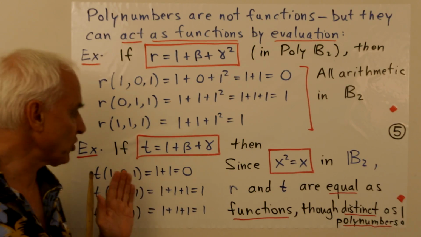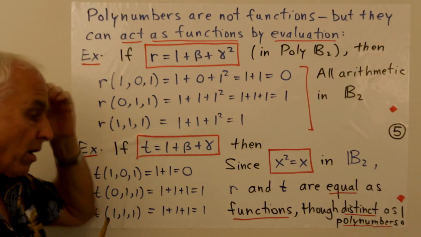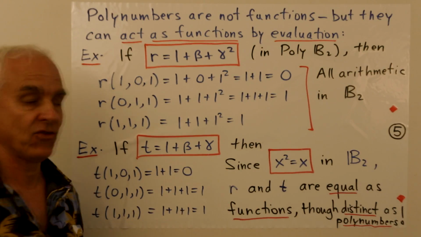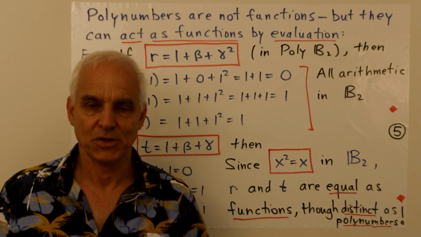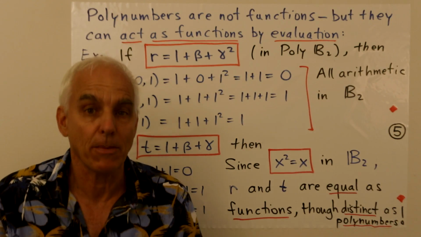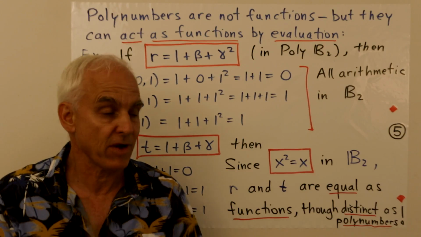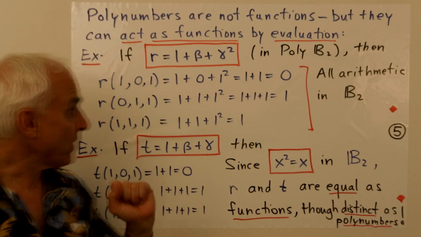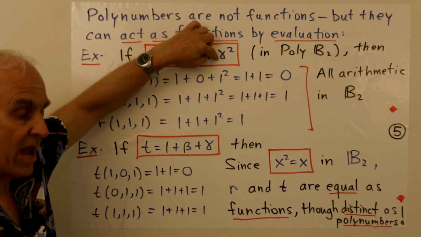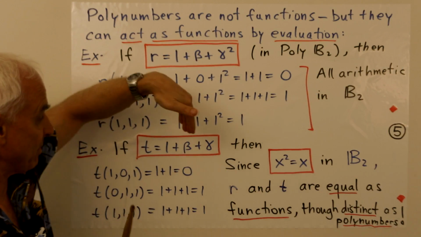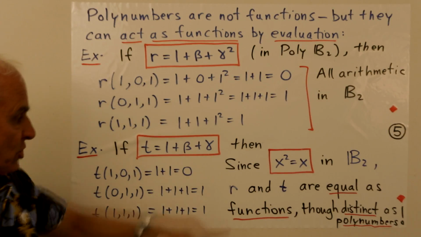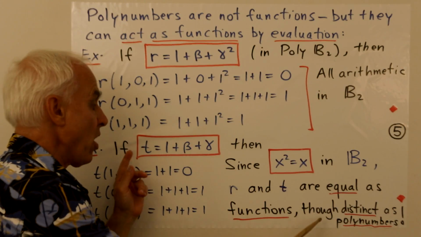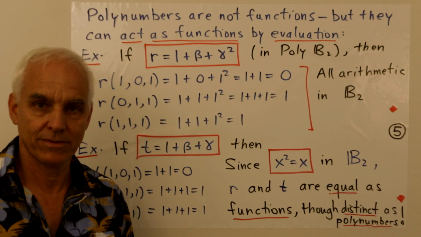In fact, we can see that it's going to be evaluating the same as r is on any input because of the fact that x squared is always x in B2. This is one of Boole's crucial observations about the arithmetic in his framework, that x squared always equals x. So that means that when you apply gamma squared to anything, it's the same as applying gamma to anything. So r and t are equal as functions, though they are distinct as polynumbers.